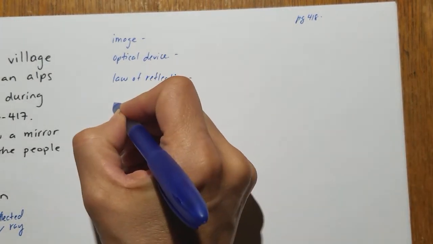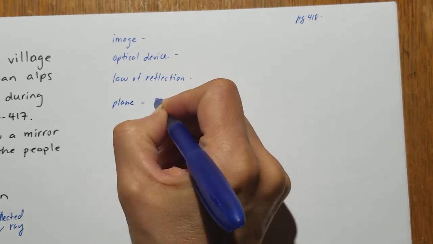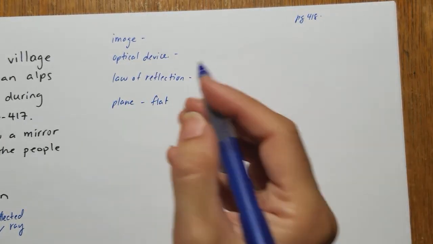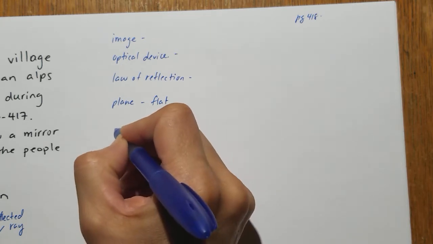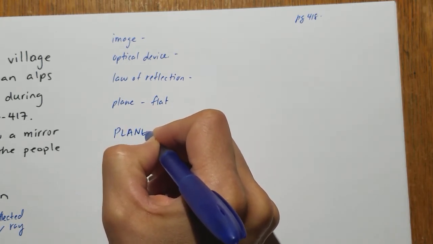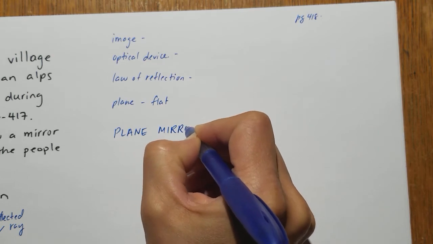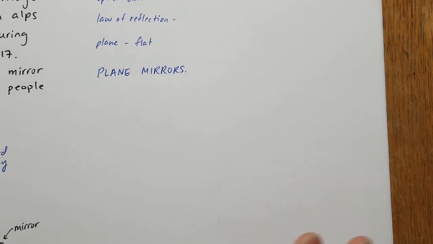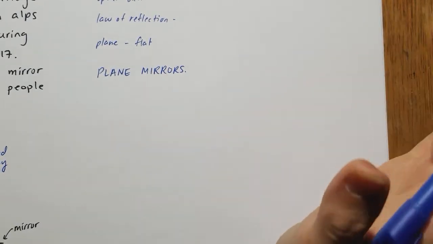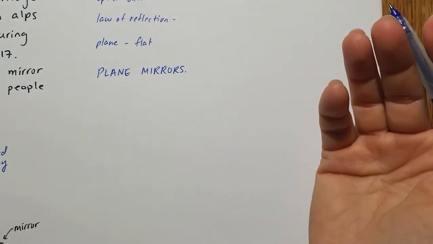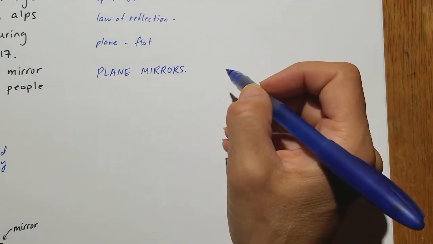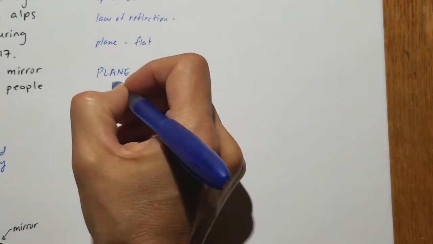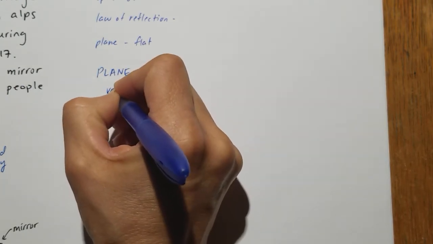Plane is just another word for flat. A plane surface. This paper is a plane surface. So, plane mirrors. The first thing that we need to know about is an image. An image is a reproduction of an object. But there are real images and there are virtual images, and right now we are going to deal with a virtual image.